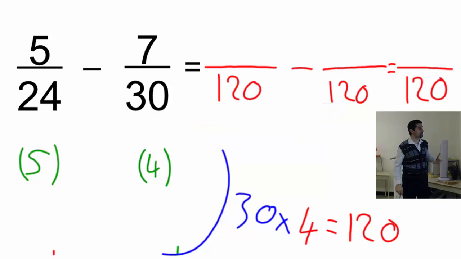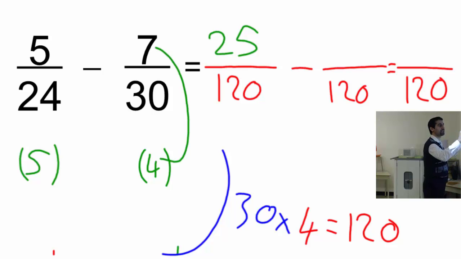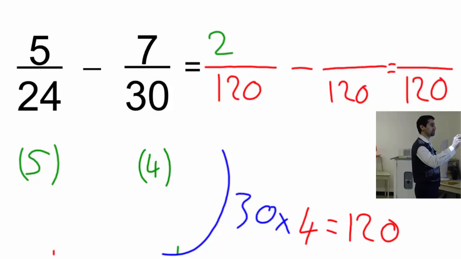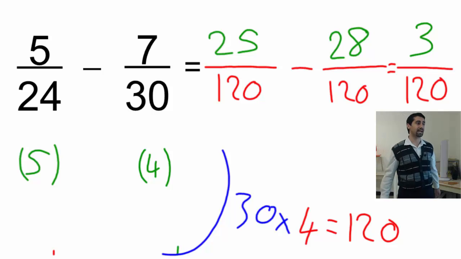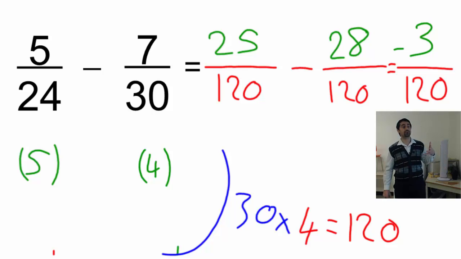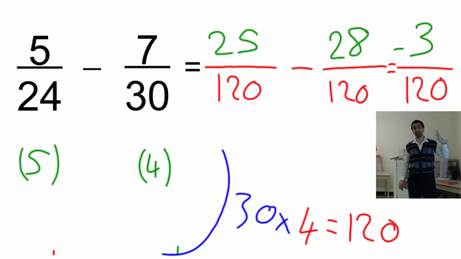So now let's figure out the numerators. 5 times 5 is 25, and 4 times 7 is 28. So let's do the subtraction here. 25 minus 28. What number is that? It's 3, but please make sure that it is minus 3. It is minus 3 divided by 120. And I know that 120 is also divisible by 3, so that means I am looking at the right answer. It's just that it's not simplified.